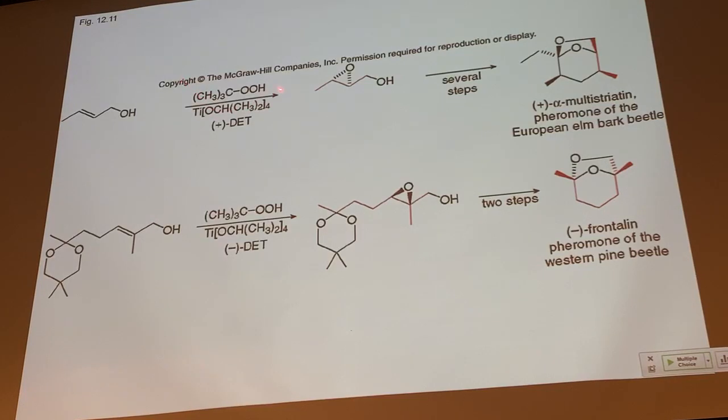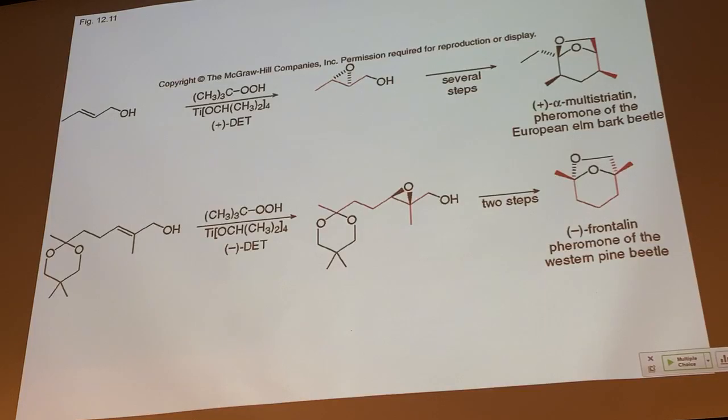So this is tert-butyl hydroperoxide. It's an alkyl hydroperoxide. It's one of our oxidants that has an oxygen-oxygen bond. That's our stoichiometric oxidant in this reaction. Our catalyst is this titanium-4 species. And the thing that's called DET is a chiral diol. And that chiral diol attaches itself to the titanium. Titanium is what's known as an oxophilic metal.